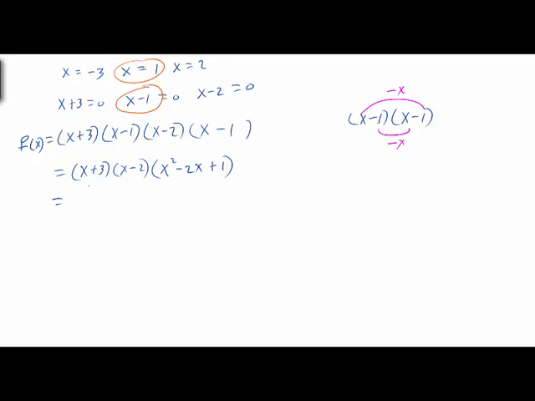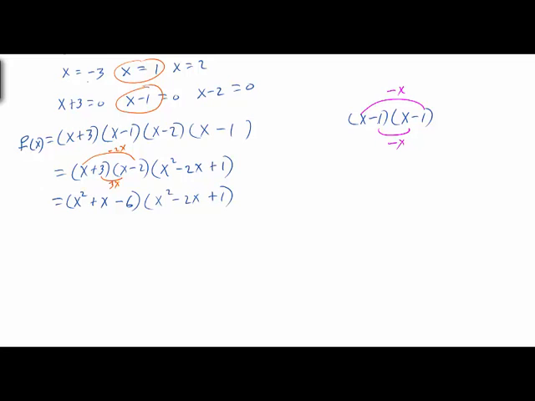Then I'm going to multiply the x plus 3 and x minus 2. Again, x times x gives us x squared. We take a negative 2x, and then here we get 3x. So 3x and a negative 2x would be a positive 1x. And 3 times negative 2 is a negative 6. And then, of course, that has to be multiplied by x squared minus 2x plus 1.